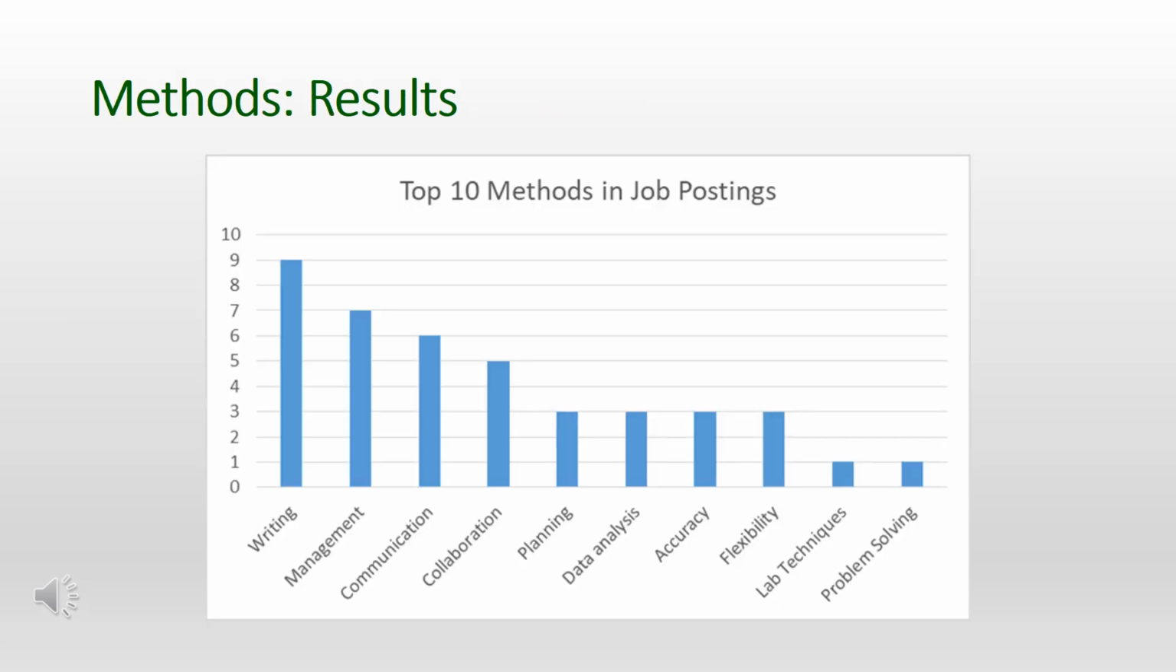Here are the results for the method analysis. This graph depicts the top 10 methods discussed in scholarly articles that were mentioned out of 10 job advertisements. In the job descriptions, technical and regulatory writing counted towards writing. Documentation or project management is what counted towards management.